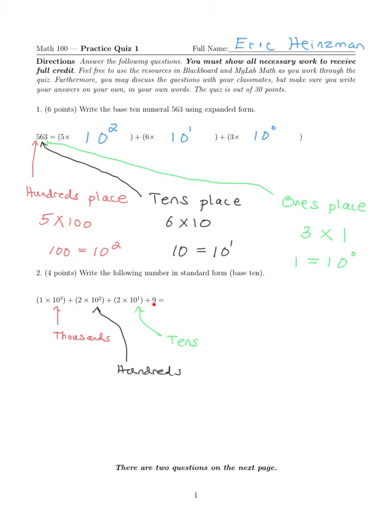And lastly, this 9, it's not written, but you could think of this as 9 times 1, or really 9 times 10 to the power of 0. And for this reason, this 9 here is in the ones place. So we have 1,229, and that is the answer here.